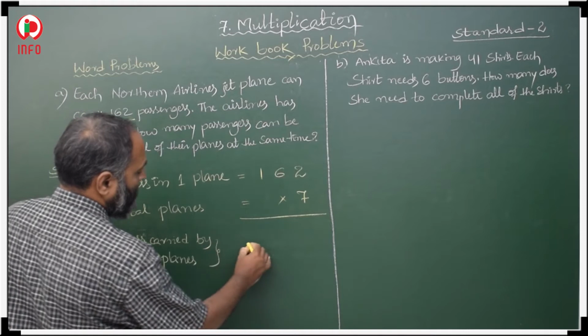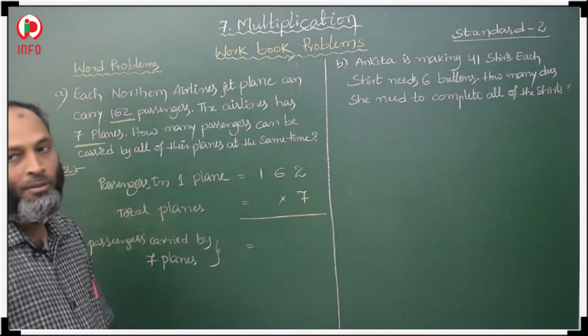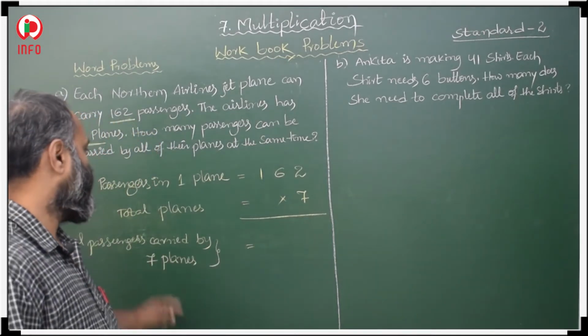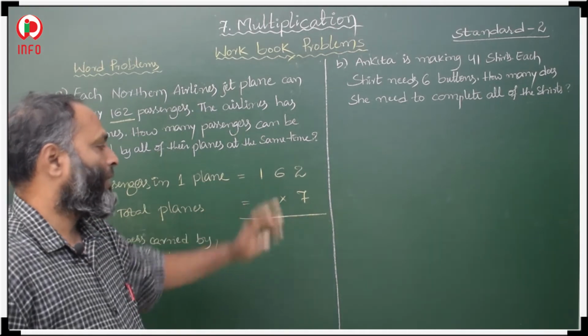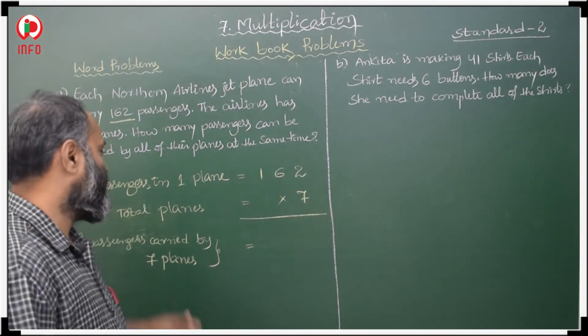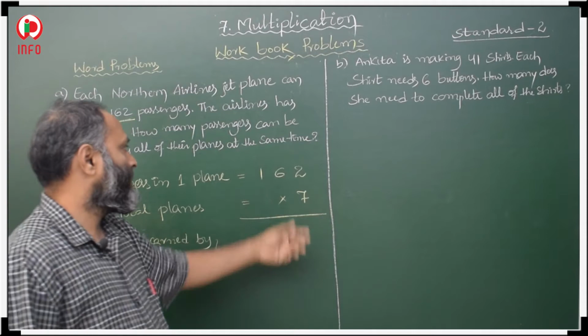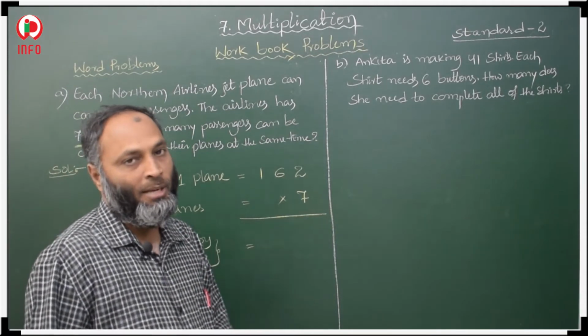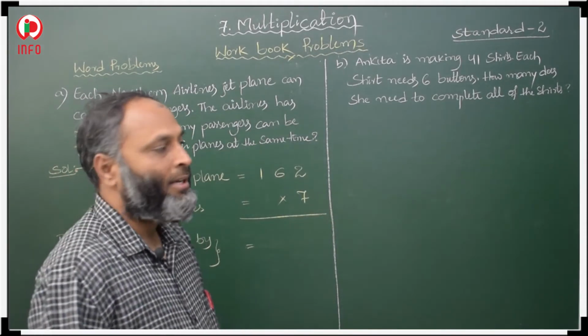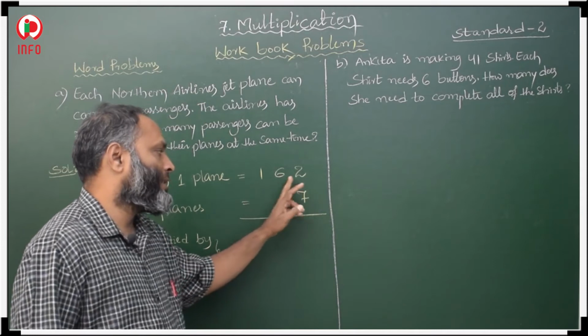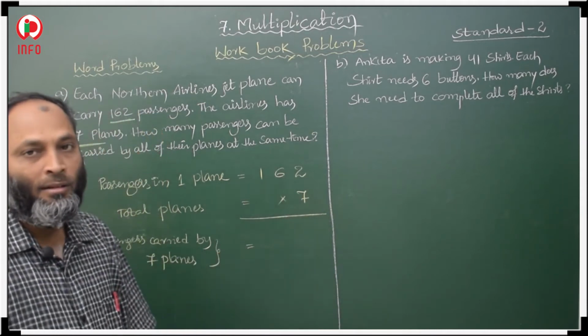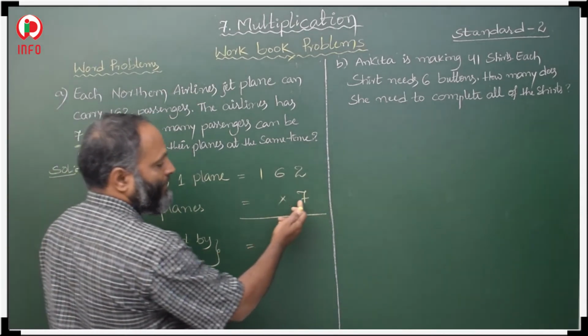Seven planes at a time. So what do we have to do? We have to multiply. Passengers in one plane, how many? 162 passengers. Total how many planes? 7 planes. In 7 planes at a time, how many passengers can they carry? It means we have to multiply 162 with 7. So first we multiply 7 with 2.